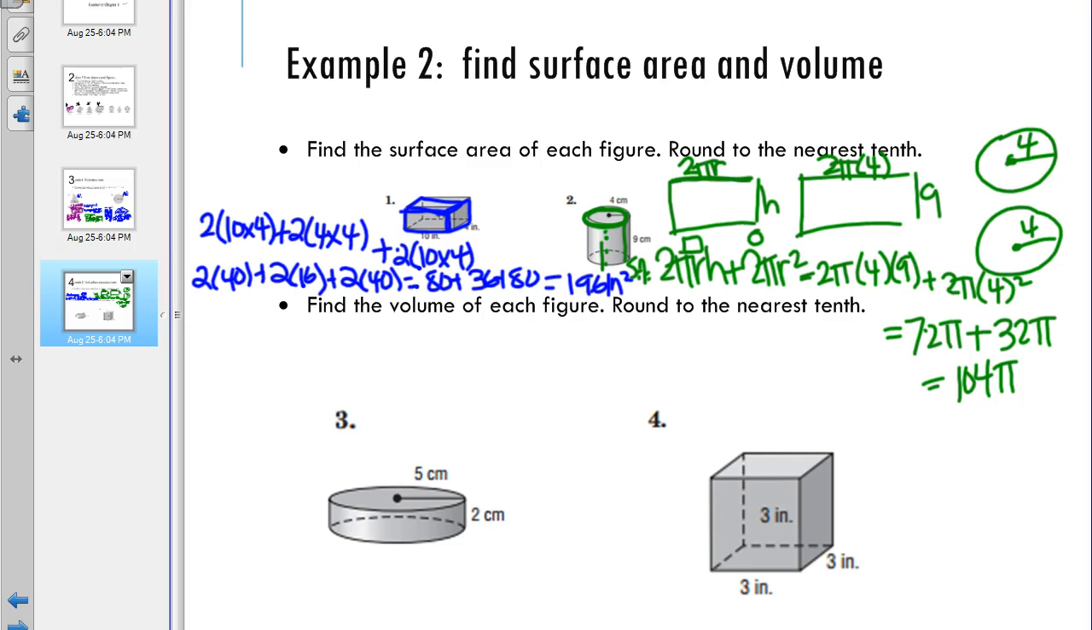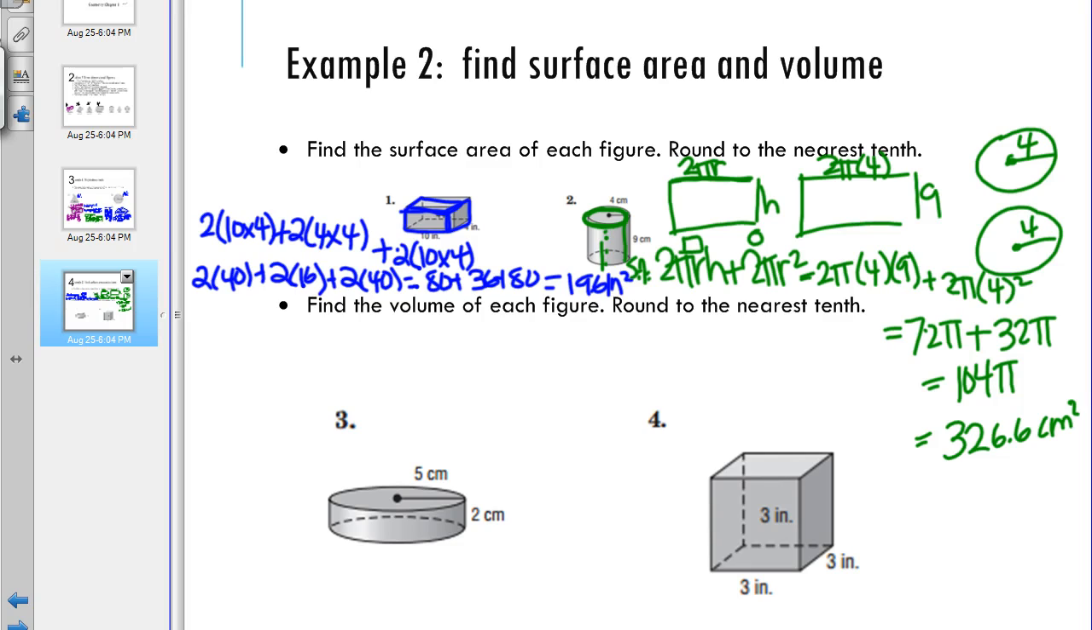All right, so we'll put this in the calculator. 104 times 3.14, and you can do 3.1415 if you want to. So about 326.6, let's go centimeters squared for the area there. All right, nice job. Okay, let's finish up with these last two. We're going to talk about volume.